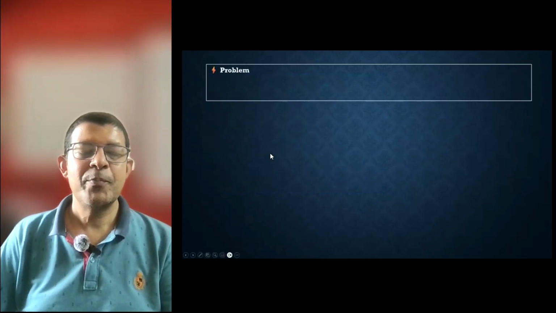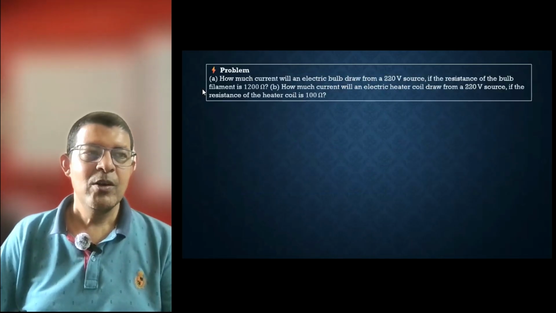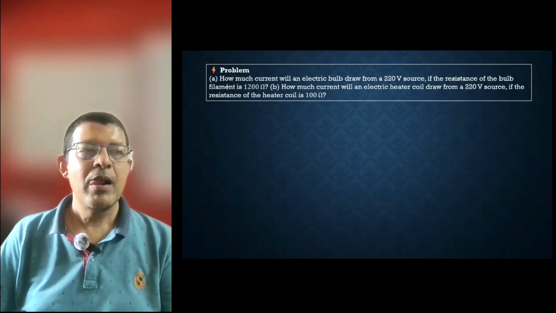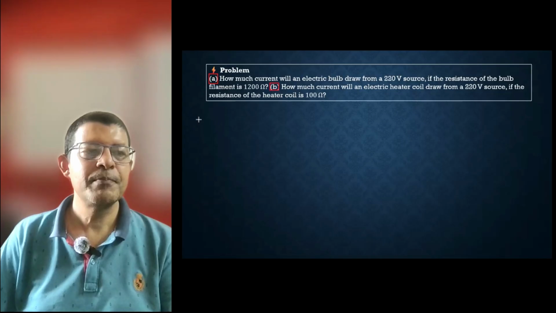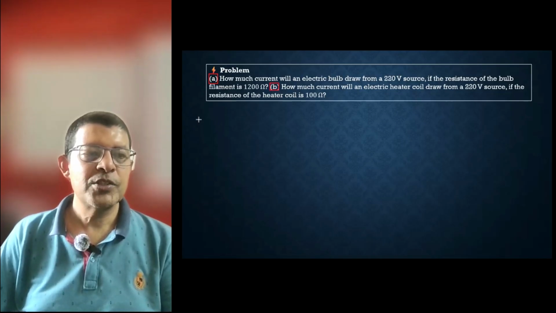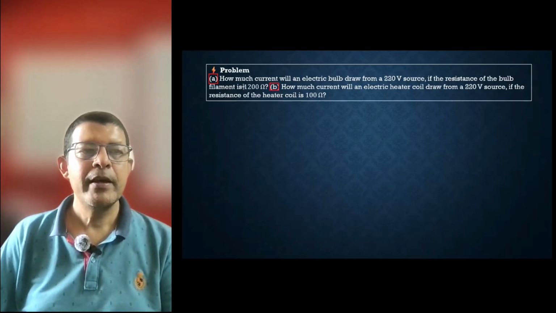Let's rub out these extra markings. Let's see a problem. So what is given in this problem? Let us read it out. There are two parts of the problem, A and B. In the first part of the problem, it is asking how much current.